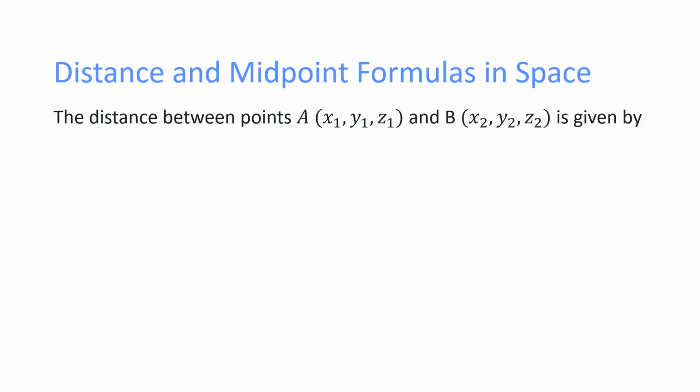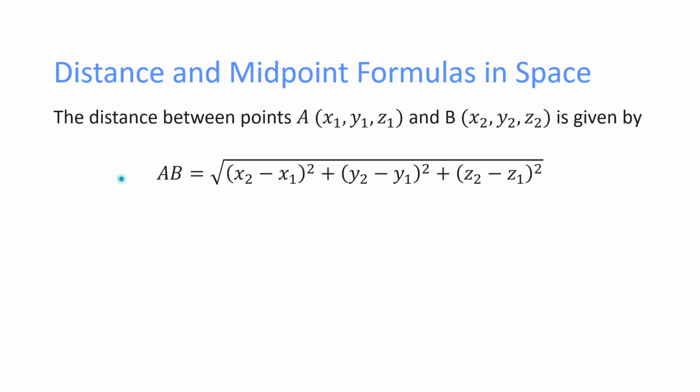Distance and midpoint formulas in space. The distance between points A (x1, y1, z1) and B (x2, y2, z2) is given by AB equals the square root of (x2 minus x1) all squared plus (y2 minus y1) all squared plus (z2 minus z1) all squared.